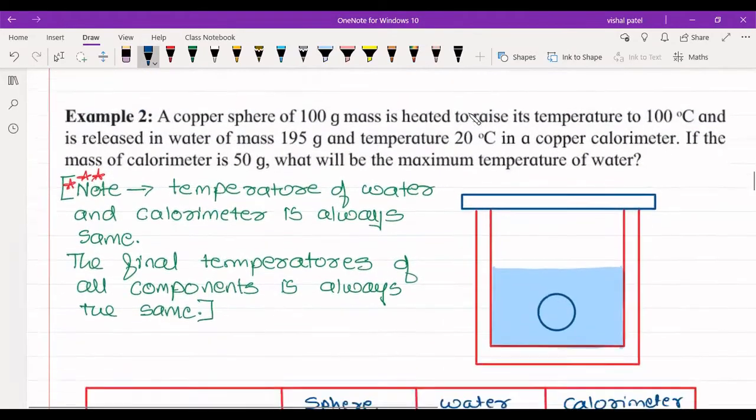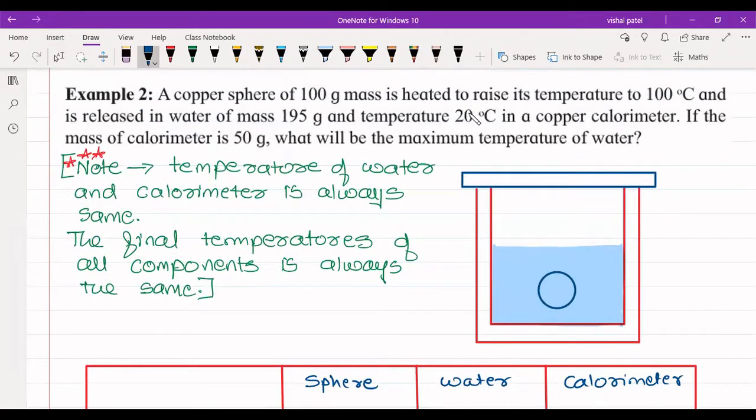Now students, see the next sum, very important. I've already prepared the table and everything so that it becomes easy for you to understand. First, read the sum. There is a copper sphere of 100 grams heated at 100 degrees Celsius and it is released into water of mass 195 grams at 20 degrees Celsius in a copper calorimeter. See the diagram, students. I've drawn a calorimeter.